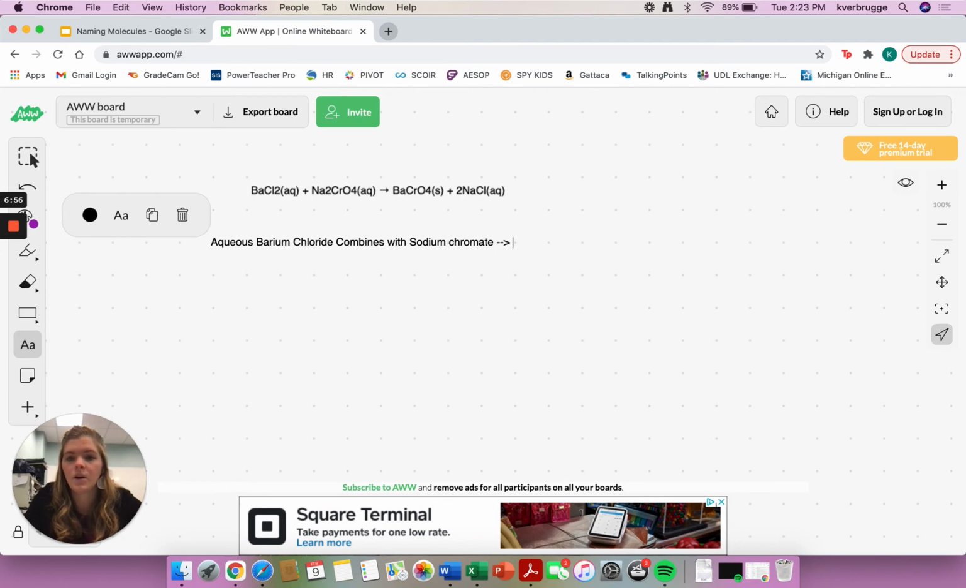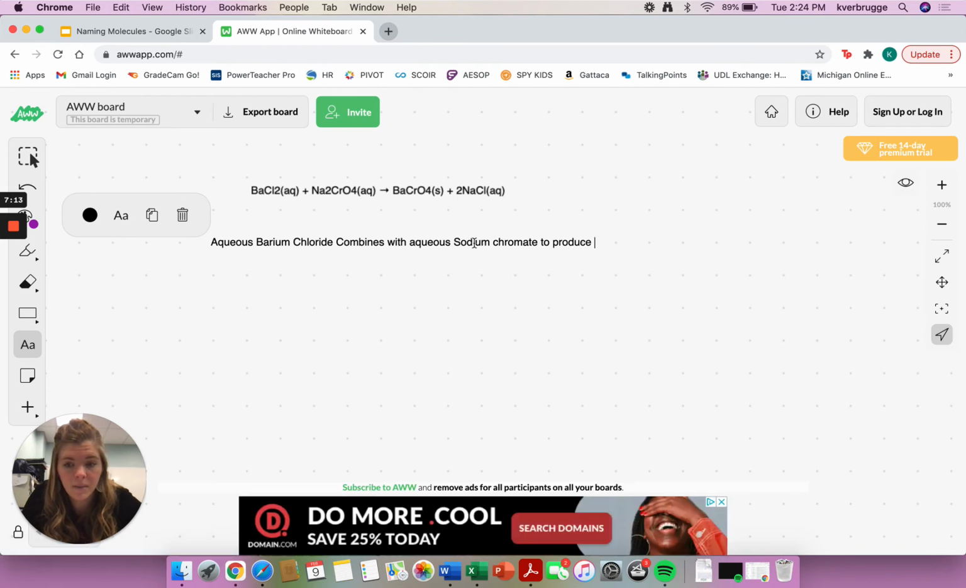Yields. So aqueous barium chloride combines with aqueous, we can go back in and add those words, sodium chromate to produce, or to yield, to form, to give off. Again, remember that we don't need to include those Roman numerals here because sodium is in a general column and is not a transition metal. So to produce barium chromate and sodium chloride.